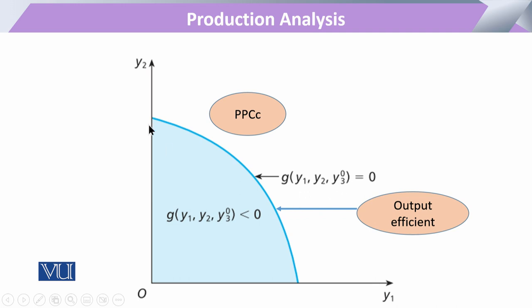And we can see that here this is one curve that is showing the level of the output, or we can say that it is the production possibility frontier or production possibility curve, which shows that there are two types of output, Y1 on the x-axis and Y2 on the y-axis. So these two combinations of outputs are there, and this is the curve that shows the combination of these two outputs.